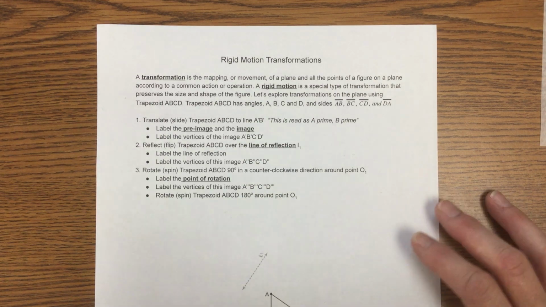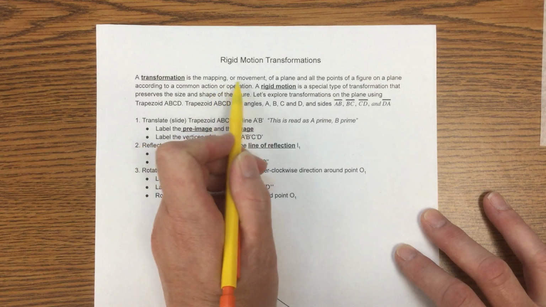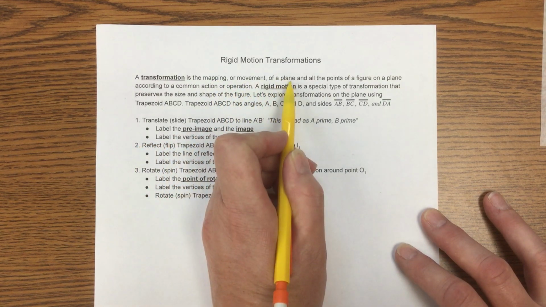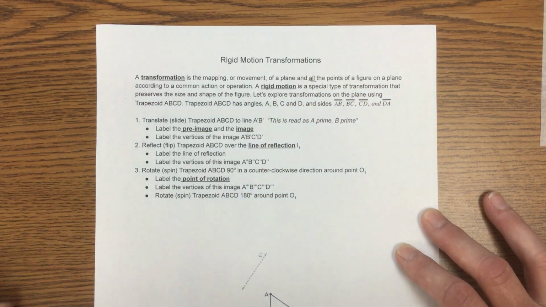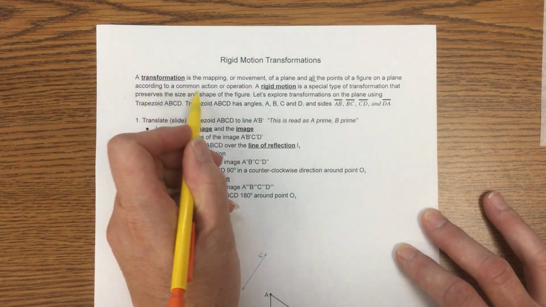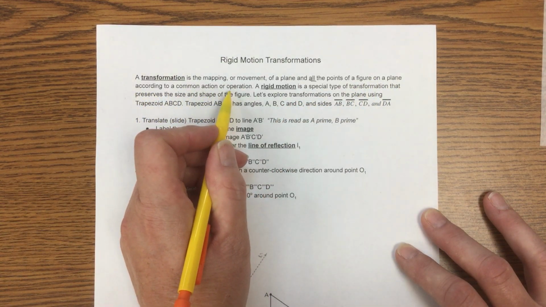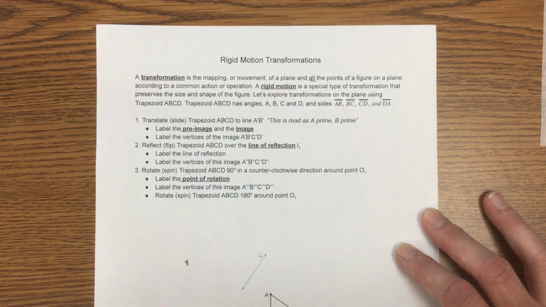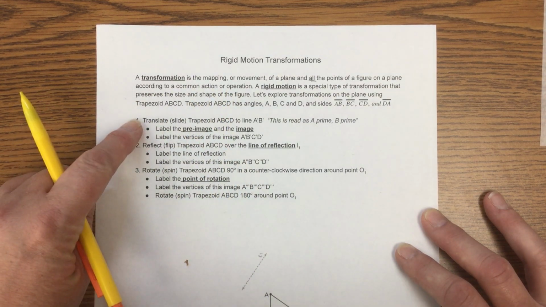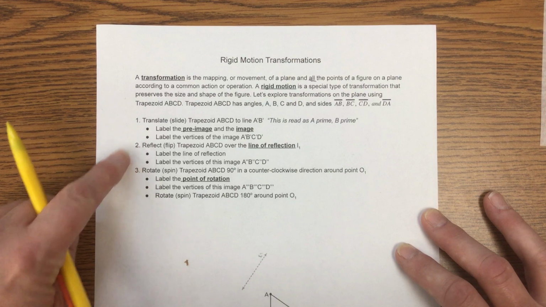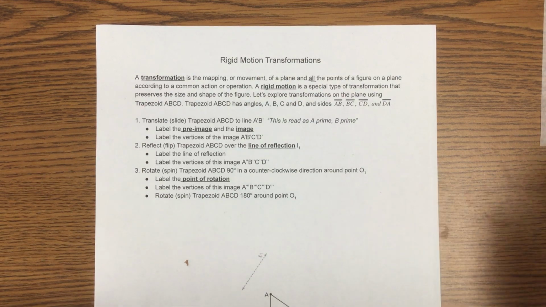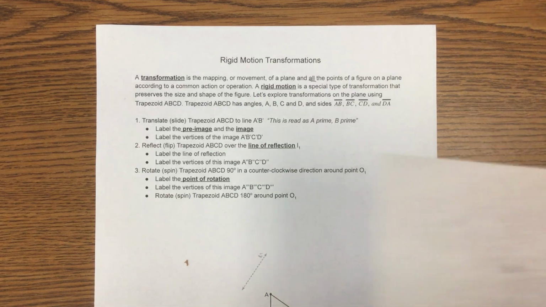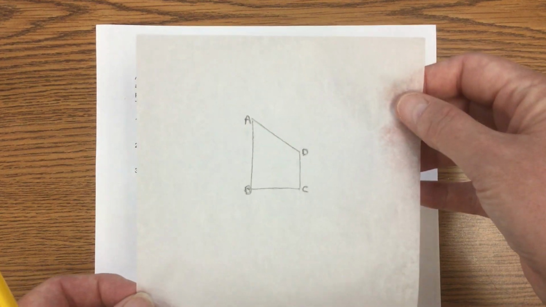So a transformation is the mapping or movement of a plane and all points of a figure on a plane according to a common action or operation. So the action or operation could be the translation, it could be the reflection or the rotation, but it's the entire plane moving. For today's example, our plane is actually going to be something called patty paper.